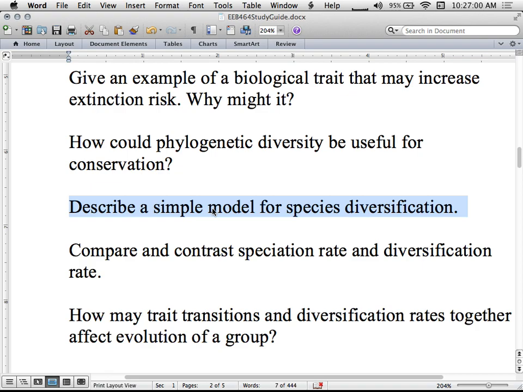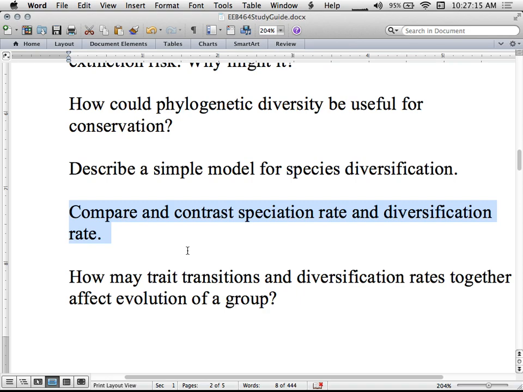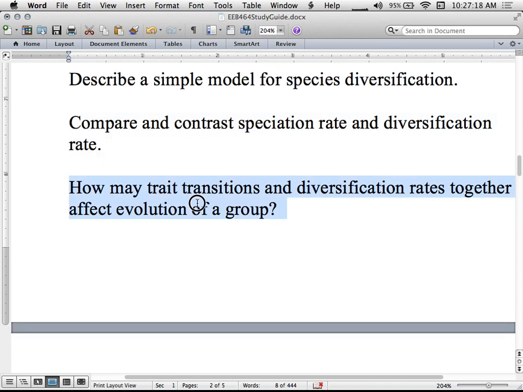Simple model for species diversification. Then, something like exponential growth, logistic growth. Okay. This one you should know. Variance per speciation rate, diversification rate. Okay. How do transitions and diversification rates together affect the evolutionary group? So here I'm going for that. This thing, right? Okay. And then you can draw a diagram if you want to help explain it.